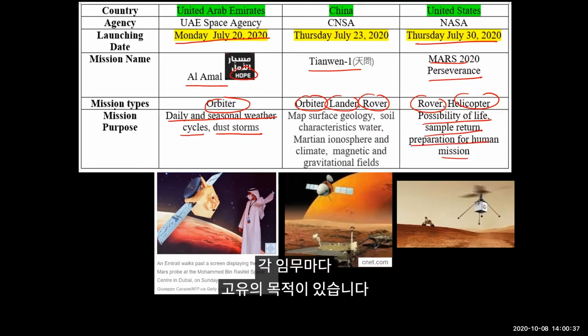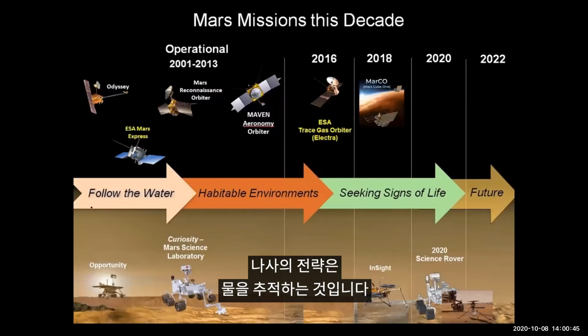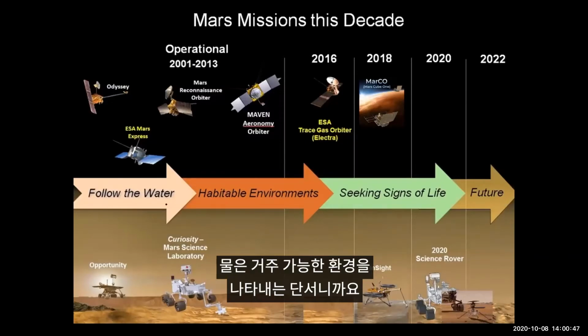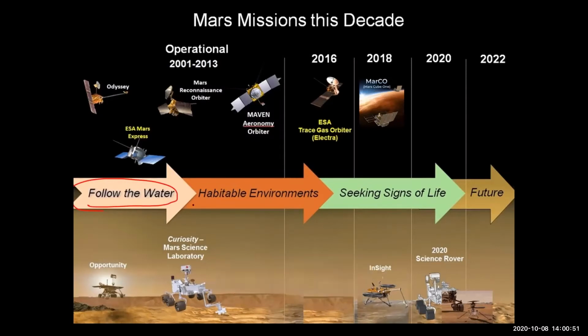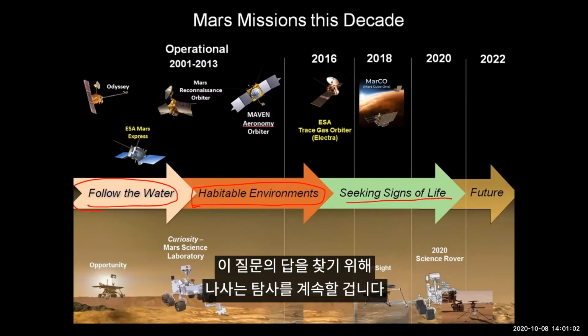So you know that every mission must have its own mission purpose. NASA's strategy is that NASA has been following water. Why? Because water indicates habitable environments. On Earth, wherever there is water, we know there is life. So that's a place where we could find evidence of life. And NASA will continue sending missions to answer these questions.